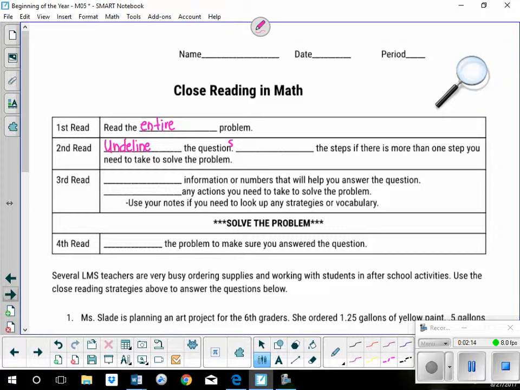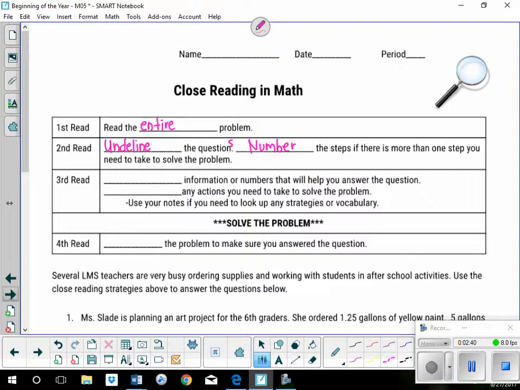Make sure you have this sheet out in front of you and you are following along and you're filling in the blanks. The next step is to number the steps, if there's more than one step you need to take to solve the problem. Sometimes kids will just look at the first step and only do that, and then they'll skip other parts.